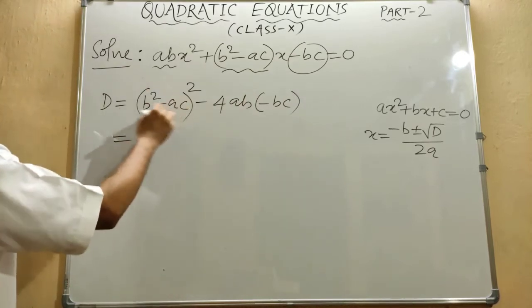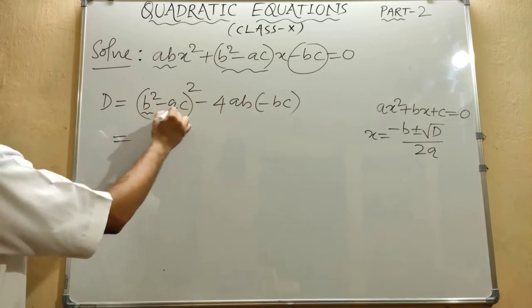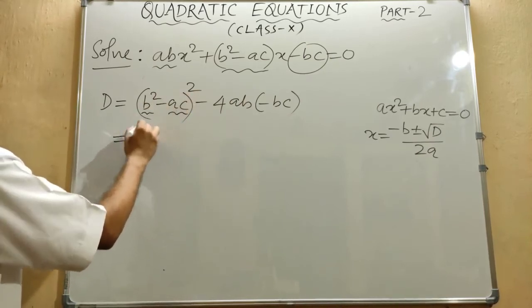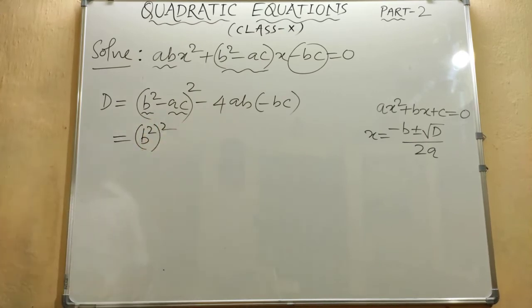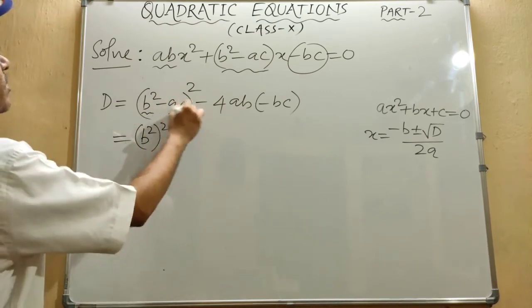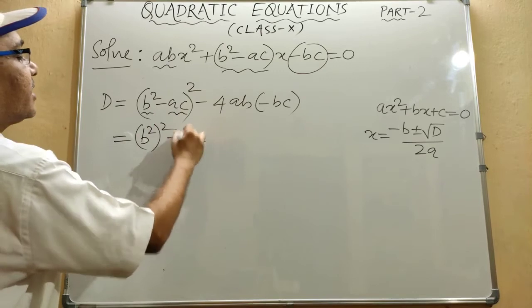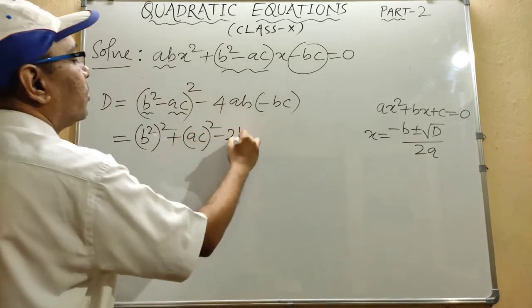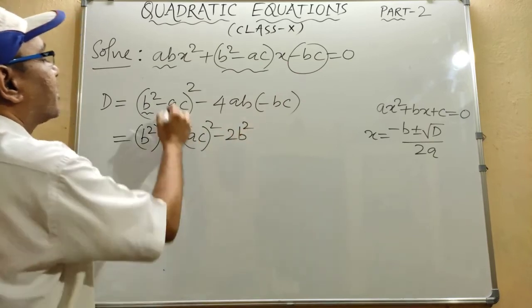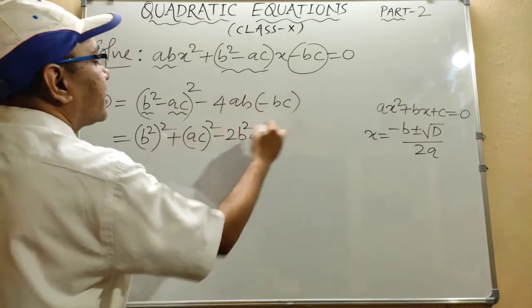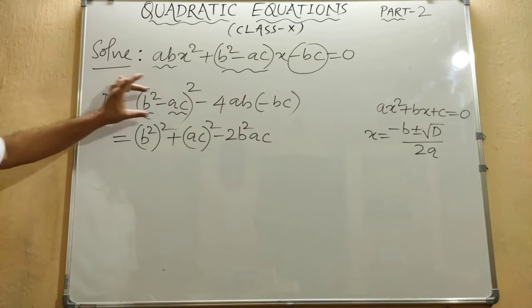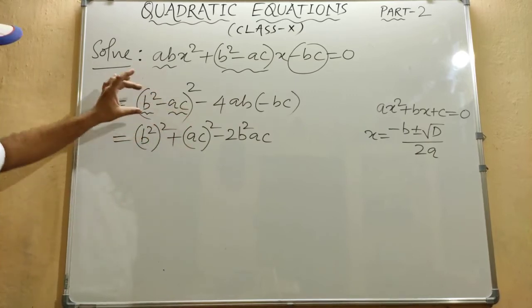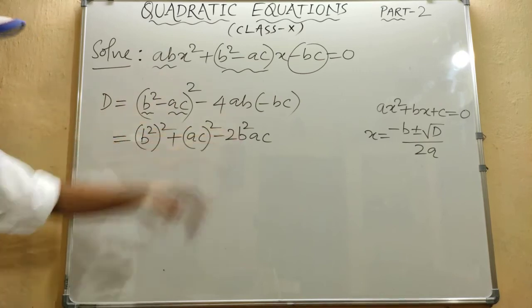Here you use a minus b whole square. This is take a, this is take b. A minus b whole square is a square plus b square minus 2ab. Here, in place of a this, in place of b it is ac. So a square plus b square minus 2ab, 2 into this into this.